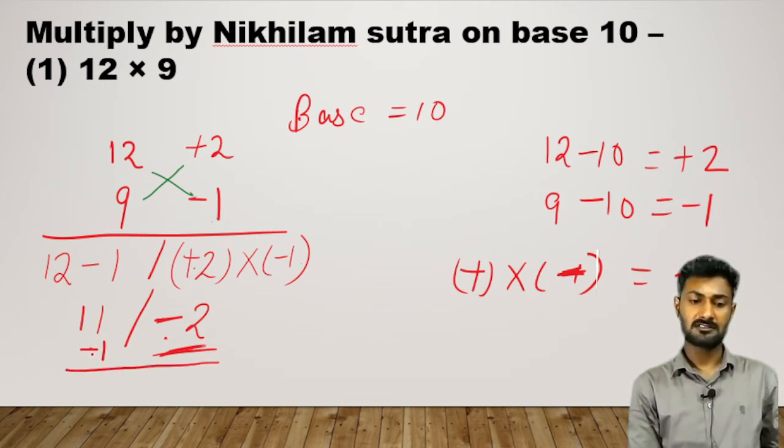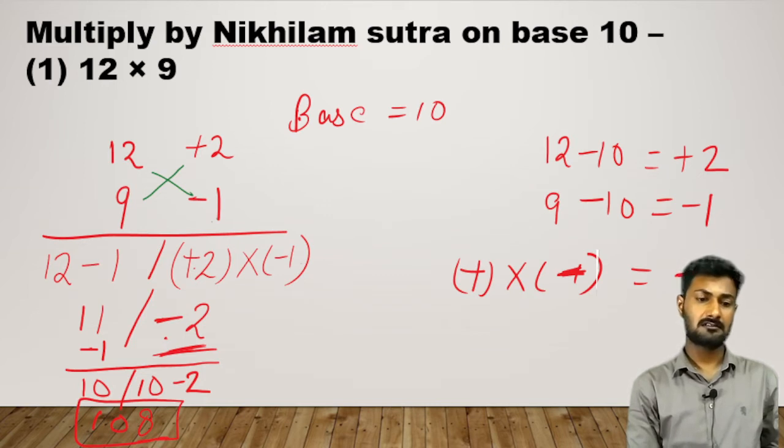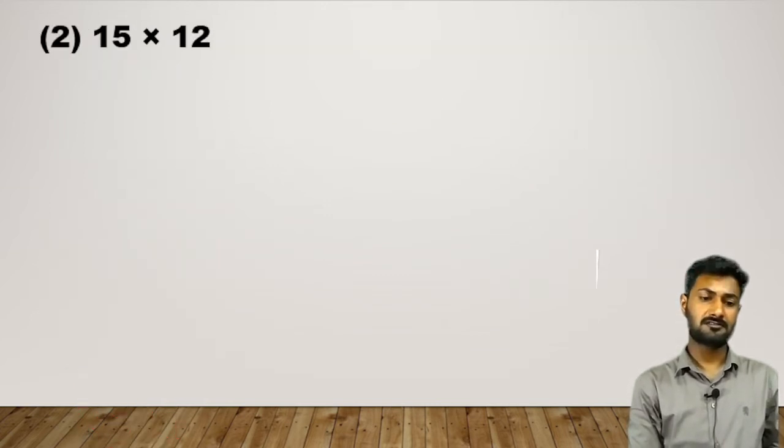This becomes 11 minus 1, that is 10, and this becomes 10 minus 2, because minus 2 is equal to base minus this number, 10 minus 2. That becomes 1, 0 and 8. This is your answer. Okay, come to the next question.